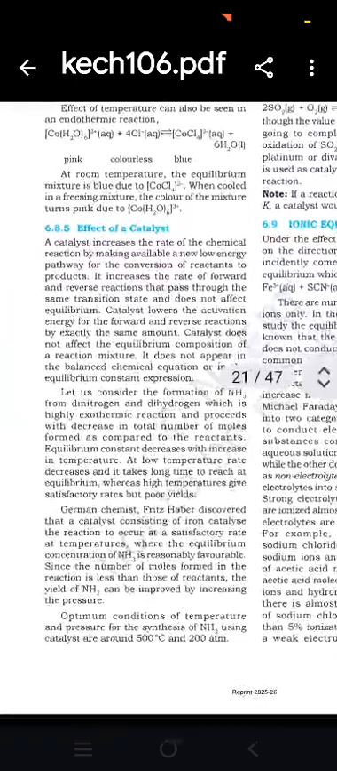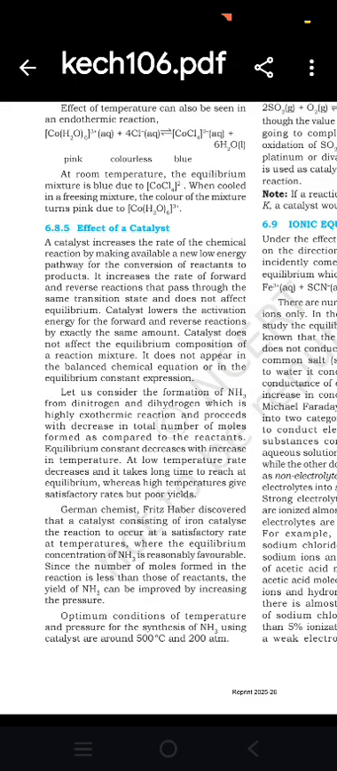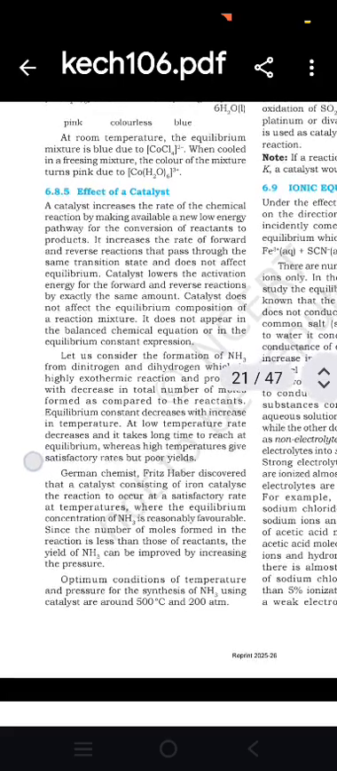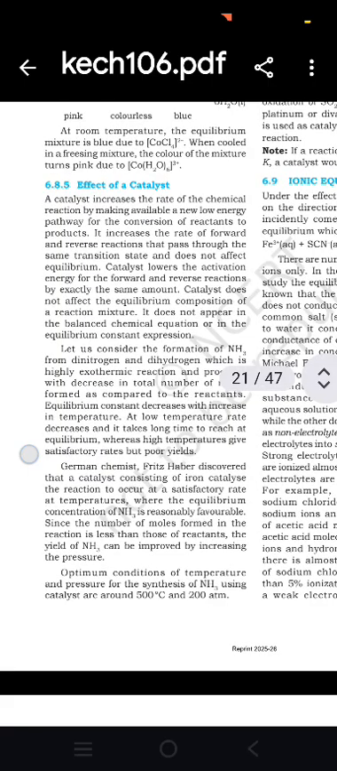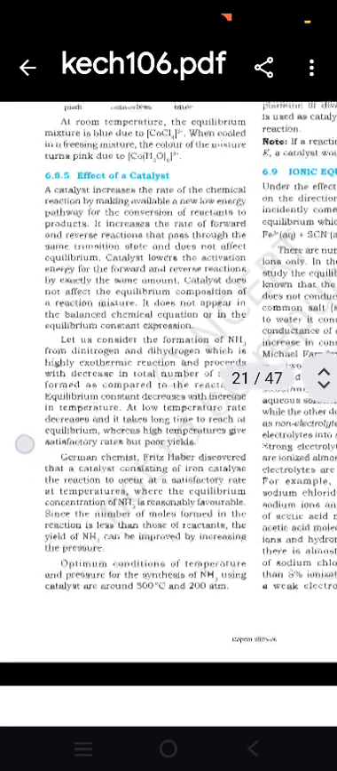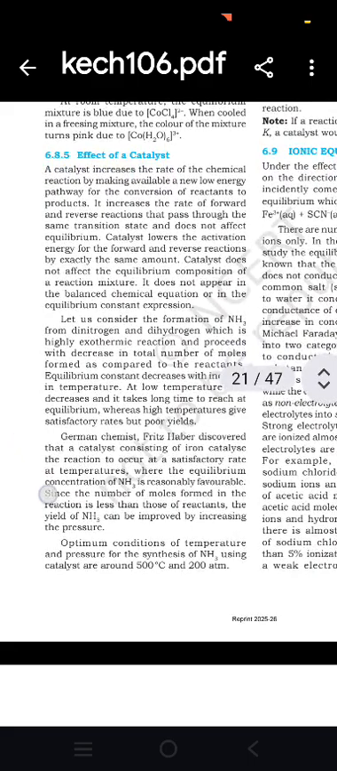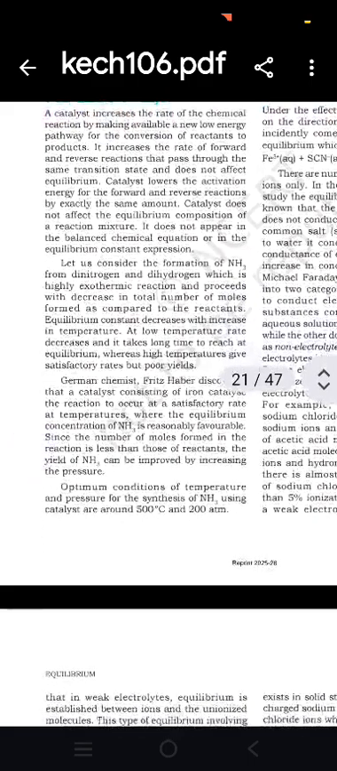Now we discuss the effect of a catalyst. A catalyst increases the rate of a chemical reaction by making available a new low energy pathway. It increases the rate of forward and reverse reactions so that both pass through the same transition state. It does not affect the equilibrium. A catalyst lowers the activation energy for the forward and reverse reactions by exactly the same amount. A catalyst does not affect the equilibrium composition of a reaction mixture. It does not appear in the balanced chemical equation or in the equilibrium constant expression.